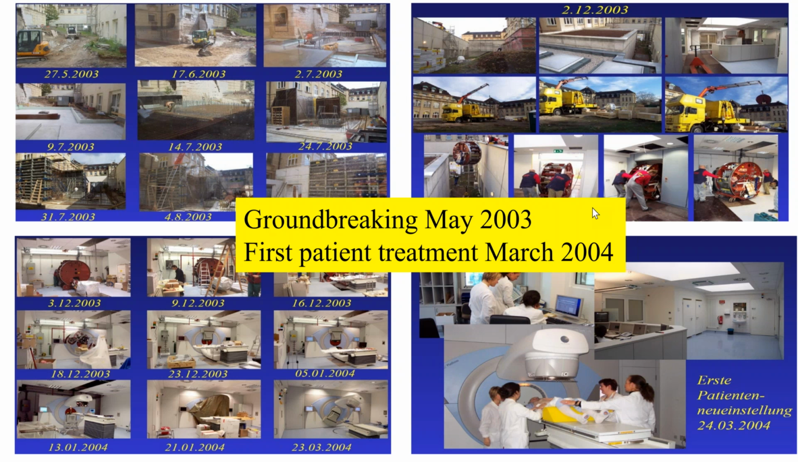And you see, when everything is working properly, we had a groundbreaking in May 2003 for one of our machines, and we were able to treat the first patient in March 2004. But this means from the very beginning, before we start the construction, we need an approved radiation protection plan, and this plan covers all the issues I tried to mention during the last 1.5 hours.